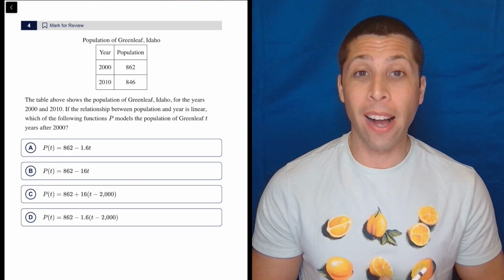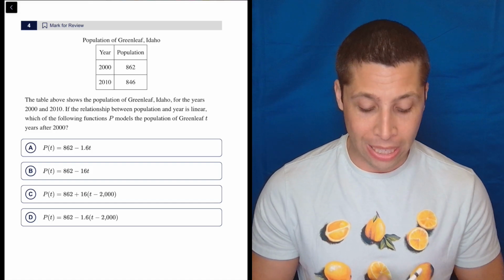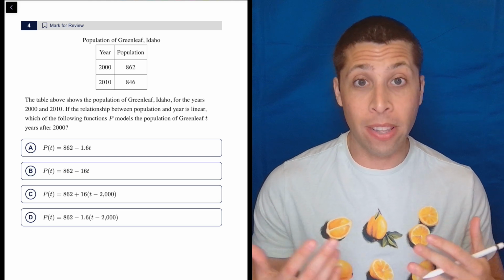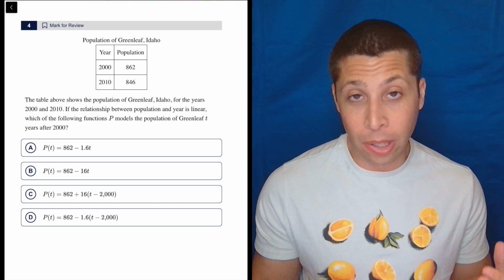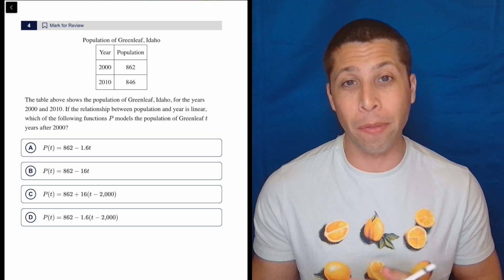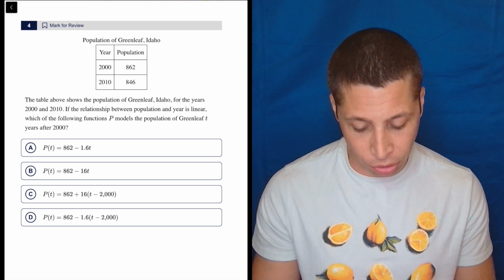This question should be an obvious plug points into equations. We clearly have equations in the answer choices, so that part's easy. Now, is this chart at the top points? Yes, with a little bit of an asterisk here, because the way that these points are structured is going to be different from the way the equations need them to be structured. So let's take a look.